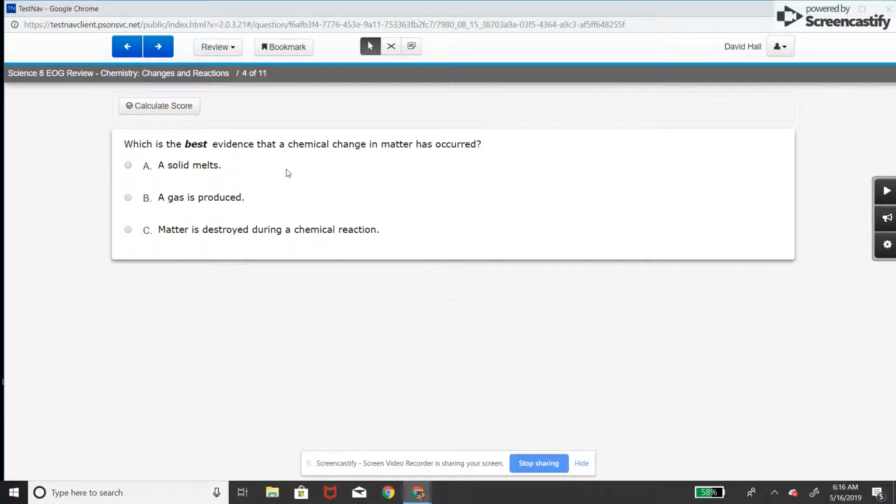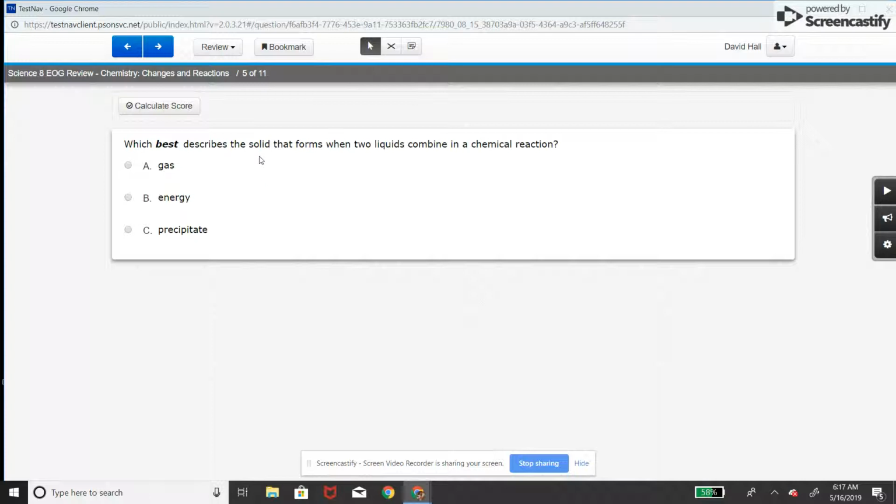Which is the best evidence that a chemical change in matter has occurred? We learned from your baggie of science that either a color change happens or a temperature changes or a gas is produced or bubbles, which also pop and make a gas. So here, if a solid melts, that's like a piece of ice turning back into water, that's just a phase change, not a chemical change. Matter's destroyed, lie. Can't happen. Best answer here, gas is produced. Remember your beautiful baggie trying to burst almost. It got so full of gas. Or somebody in your classes did that.